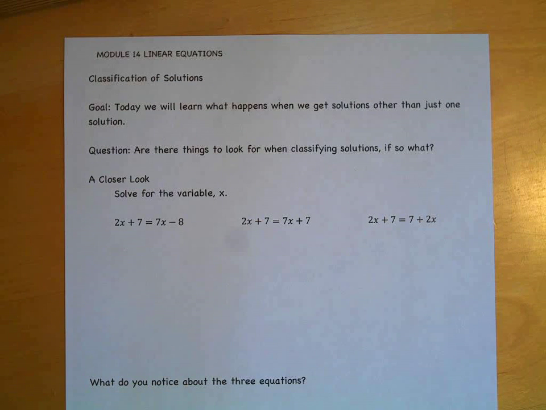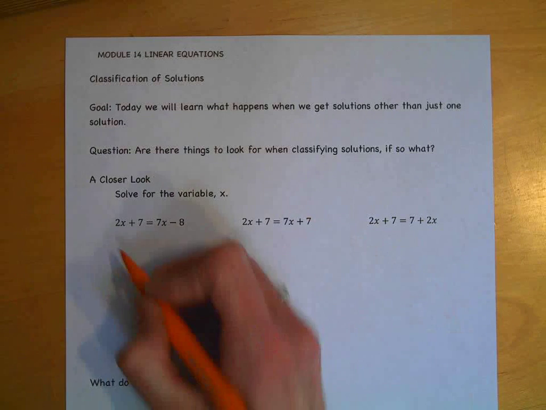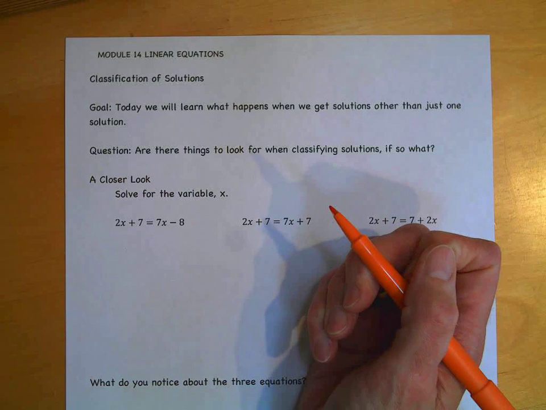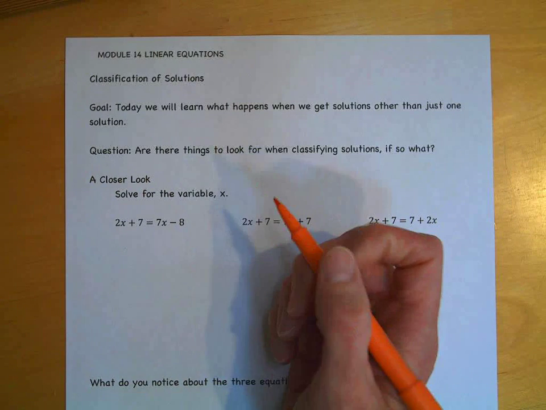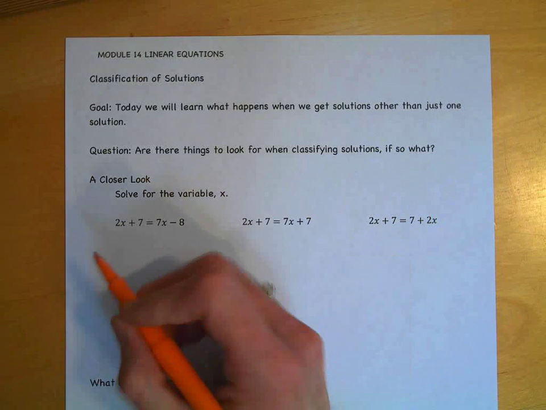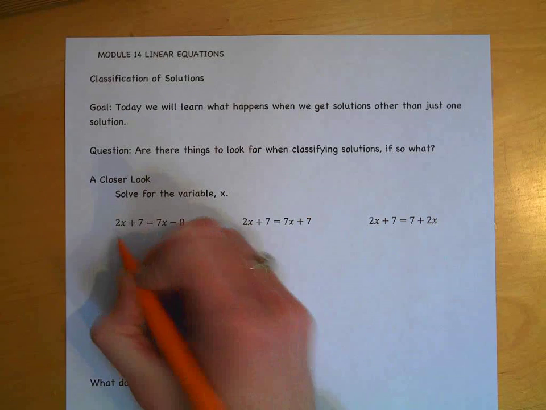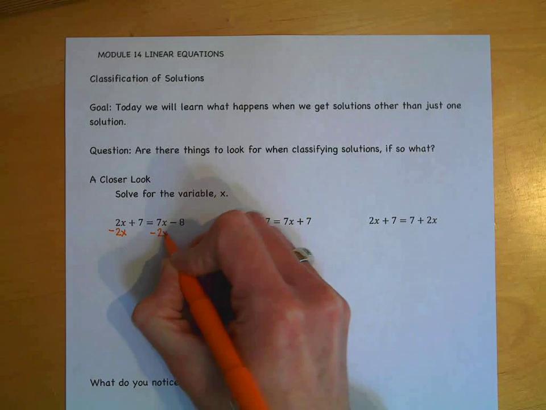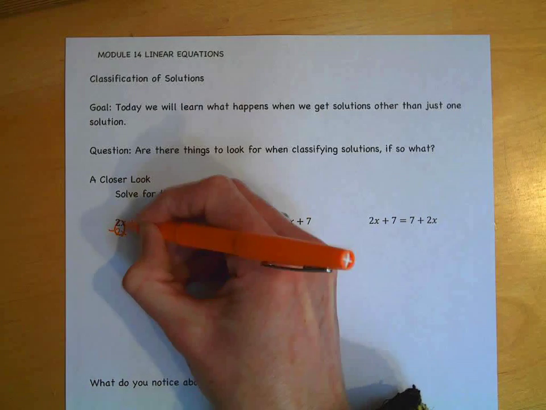Taking a closer look, the first thing I want you to do is solve for the variable x. I'm going to help you start, and we're going to use the same skills that we've been using all along. In this very first one, we have variables on both sides of the equal sign, so we have to get the variables all to one side. I like to move the variables from one side to the other. I'm going to take the 2x. Right now it's a positive 2x, so if I subtract 2x from both sides, that creates a zero pair on the left-hand side of the equation, which is what I'm seeking.